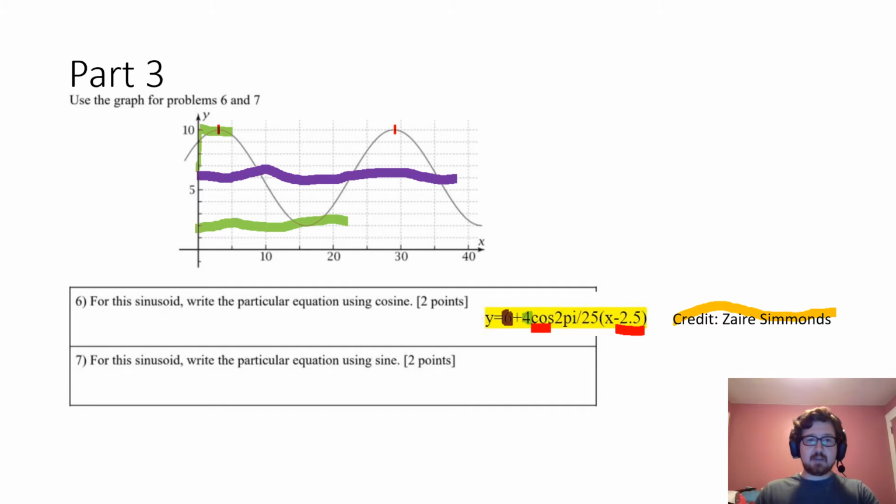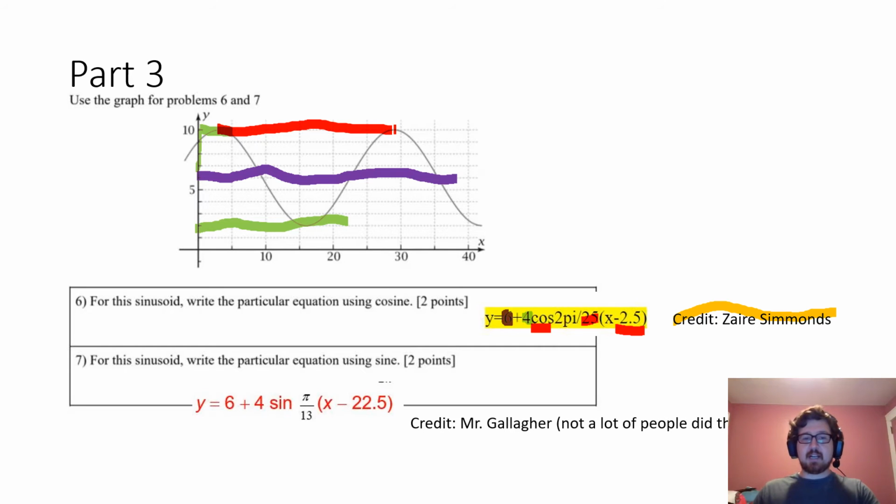And dealing with that, we saw that from here to here, Zaire correctly saw it was 25, so he did 2 pi divided by 25 for the b value. So good job, Zaire. This next one is the only one that I'm going to show simply because not a lot of people did it, but I'm going to use a lot of what Zaire put there because it's totally right. 6 is again our midline for the same reason it was before. We still have 4 as our amplitude, same reason as before.